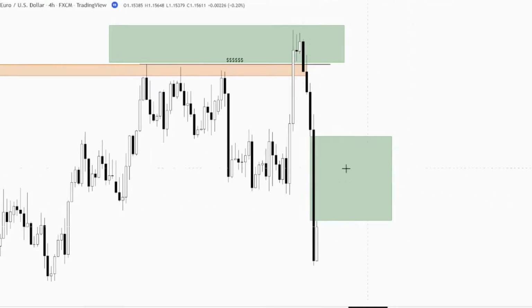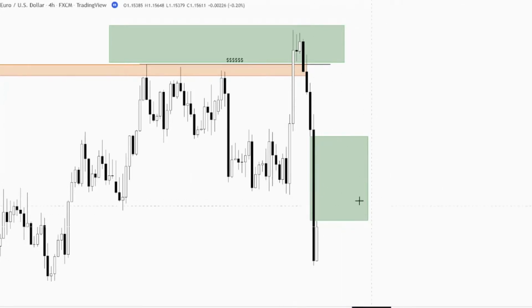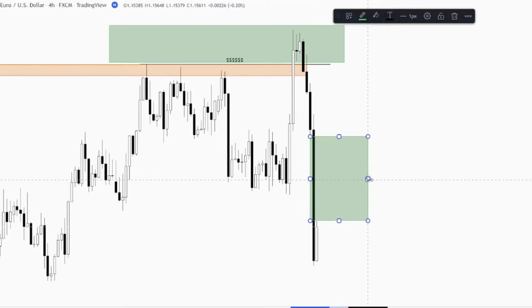Right, that is referred to as an imbalance, and when we draw a box between it, this box becomes our fair value gap. Right, it simply means that in this scenario we had a lot of sellers in the market and the buyers were not getting any opportunities.